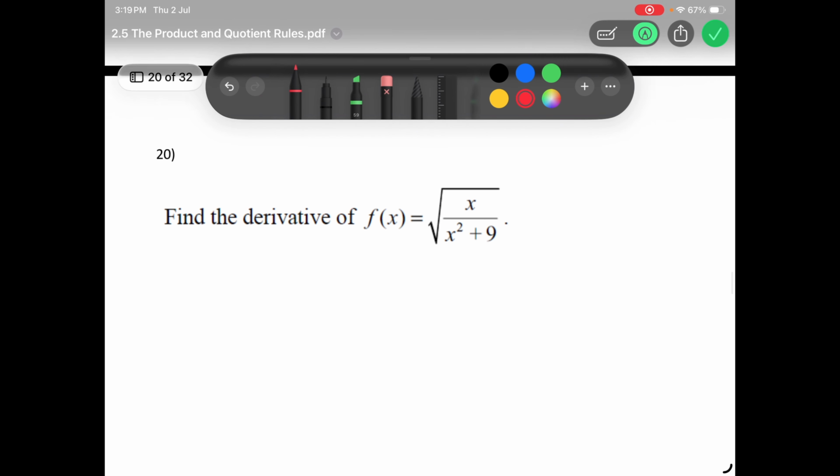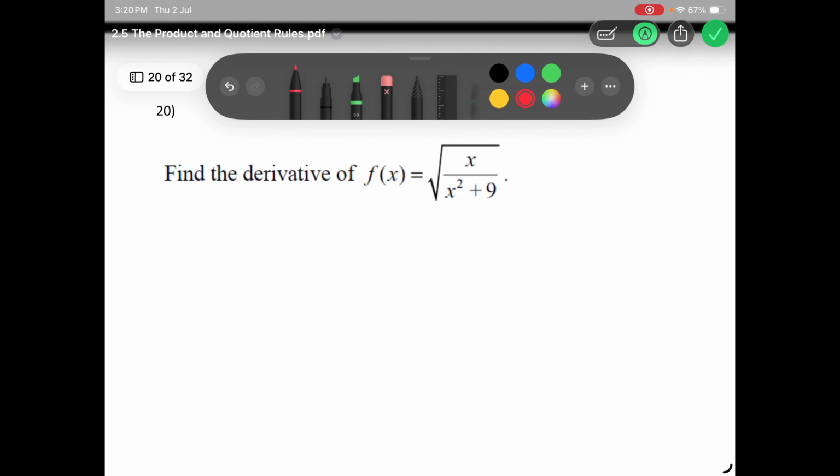Next, here there's like a square root, and under that square root we have a rational expression. So what we will do it using 2 ways. So here's solution 1.